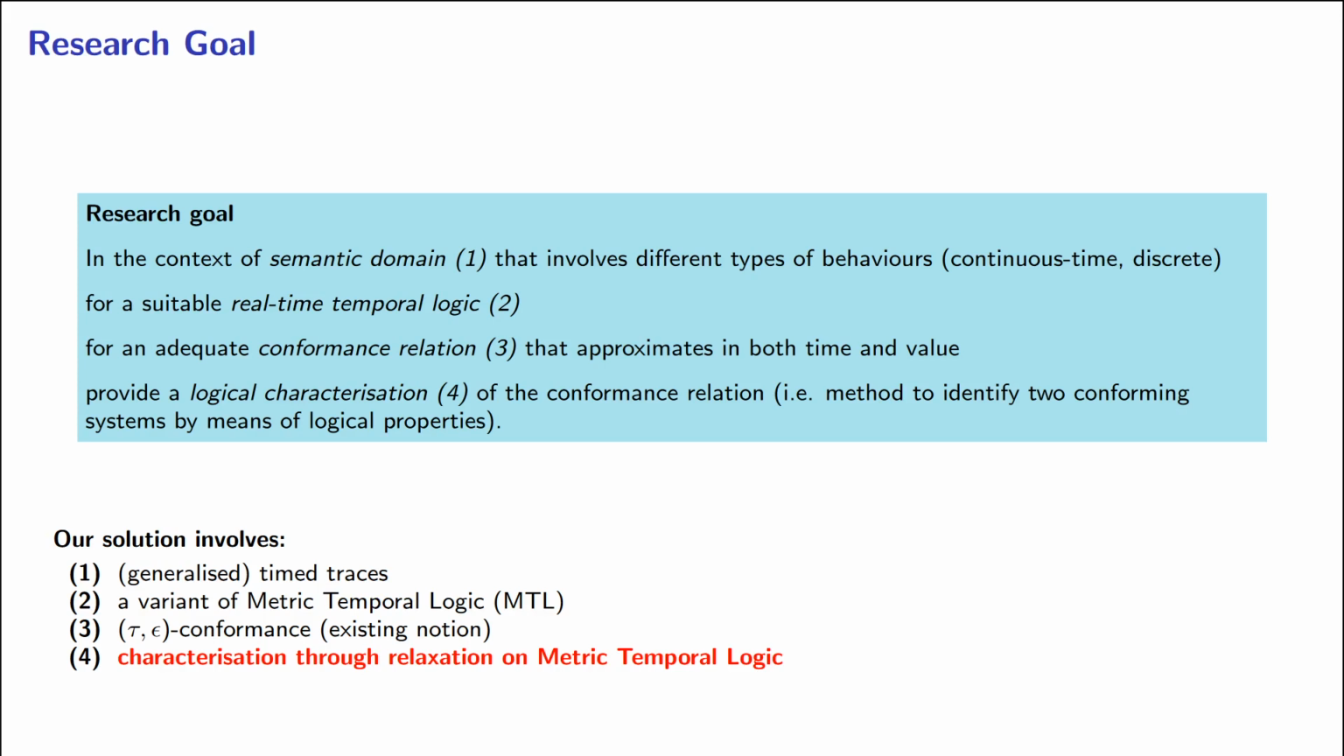And just a quick outline of our solution that I will talk about. For the semantic domain, we define the so-called timed traces. For the logic, we choose a variant of metric temporal logic that we adjust a little. We use an existing conformance relation from the literature called tau epsilon conformance. And our main result is the characterization of this relation using a syntactic relaxation on metric temporal logic.